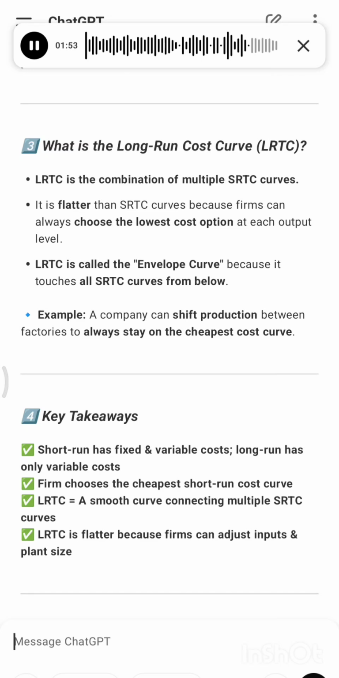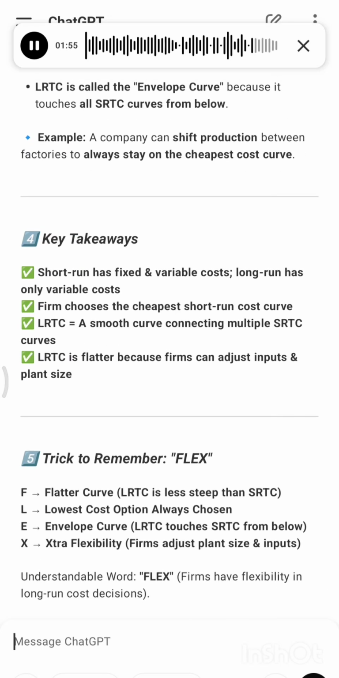Trick to remember: FLEX. F, flatter curve, LRTC is less steep than SRTC. L, lowest cost option always chosen. E, envelope curve, LRTC touches SRTC from below. X, extra flexibility, firms adjust plant size and inputs. An understandable word: firms have flexibility in long-run cost decisions.